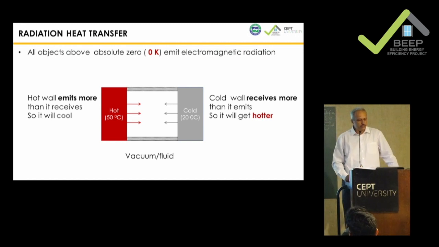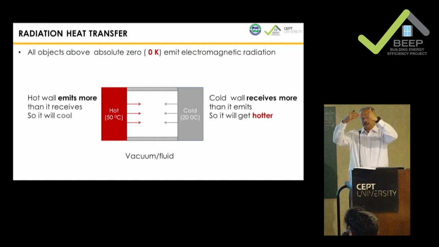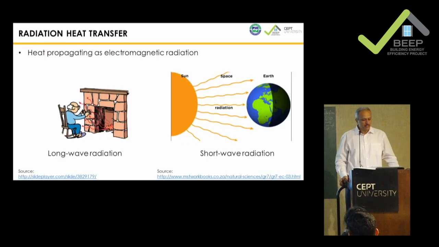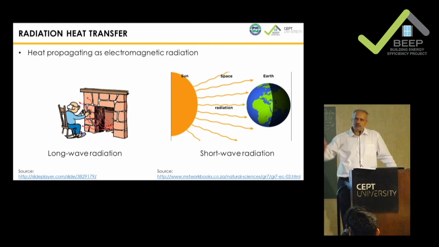Yes? So the hot wall emits more than what it receives, so it cools down, and the cool wall will receive more than what it can emit, so it will become hotter. But they are not touched with each other. The air is the medium which is transferring that heat. That's where convection comes into the picture. Fair? Okay. As I was mentioning, the sun is so far, it still gives us heat relying on electromagnetic waves.